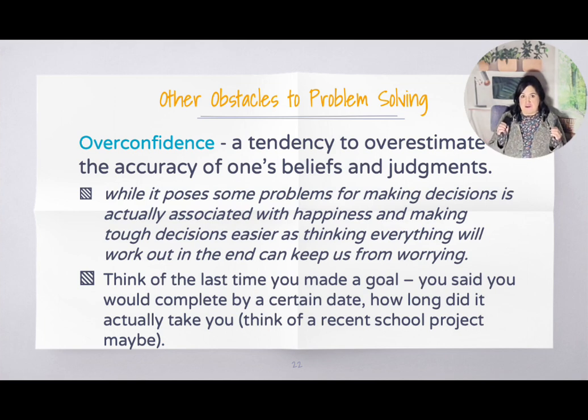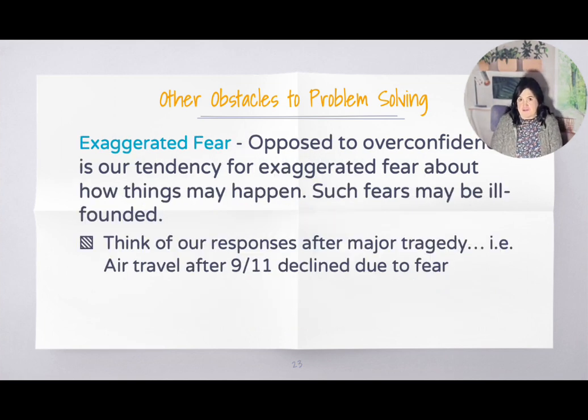Overconfidence or exaggerated fear. Exaggerated fear is the opposite of overconfidence. It's a tendency for you to exaggerate how things may happen. An example might be that after the 9/11 crash, it led to a decline in air travel due to the fear of even a likelihood of it happening again. Even though that likelihood was minuscule, people didn't want to fly.